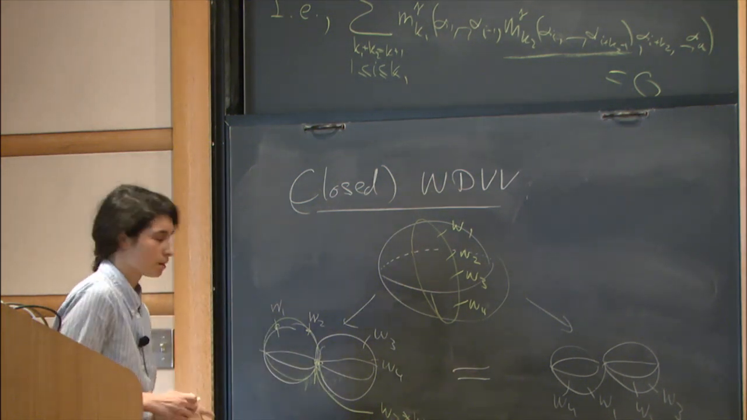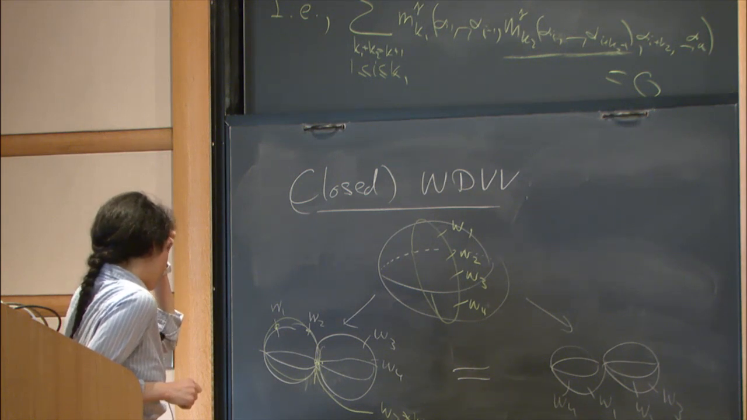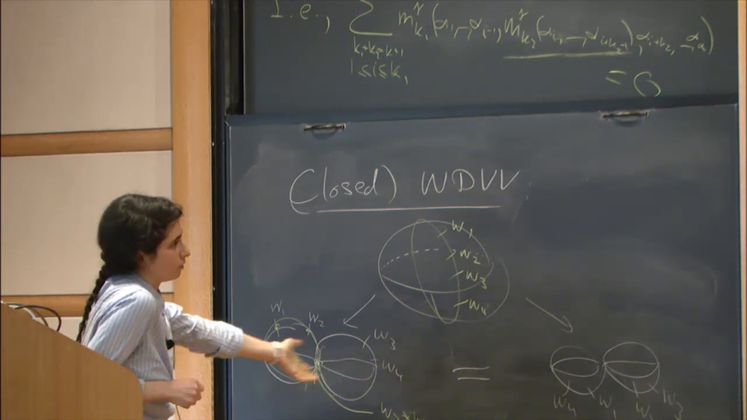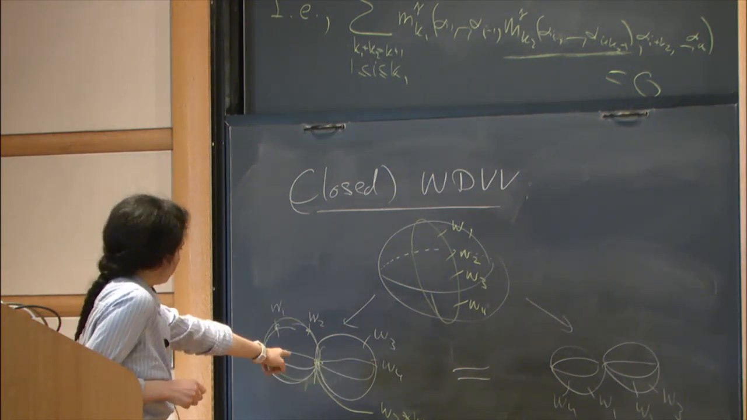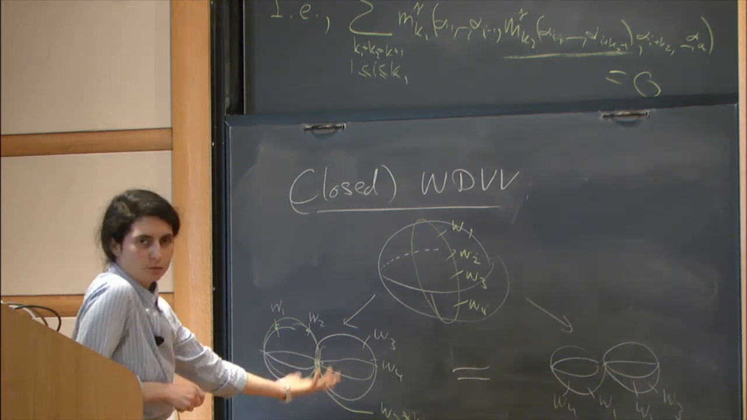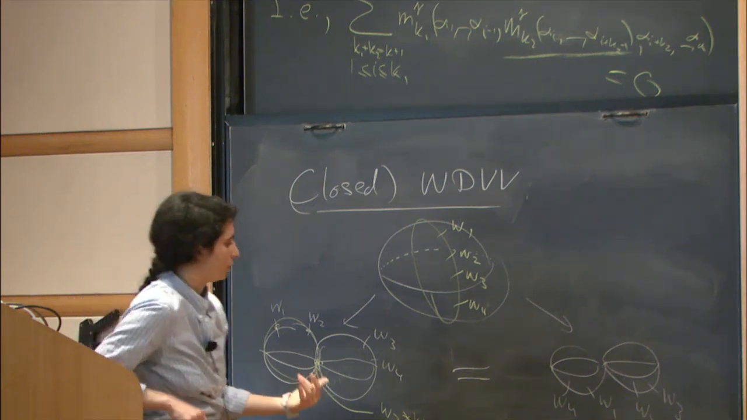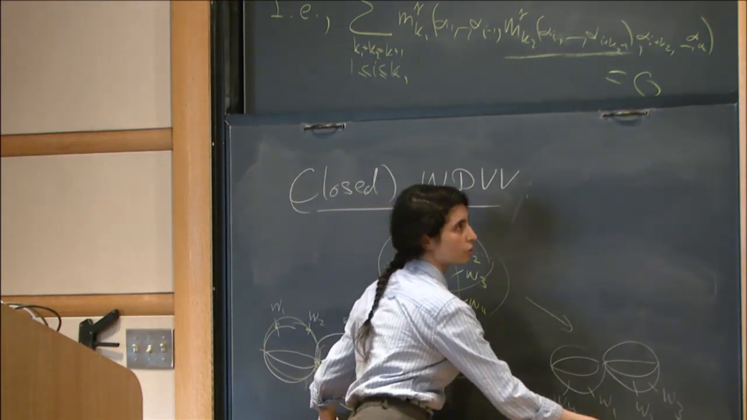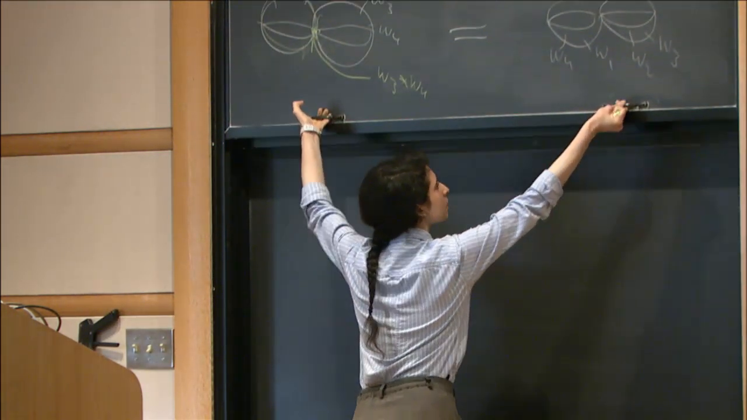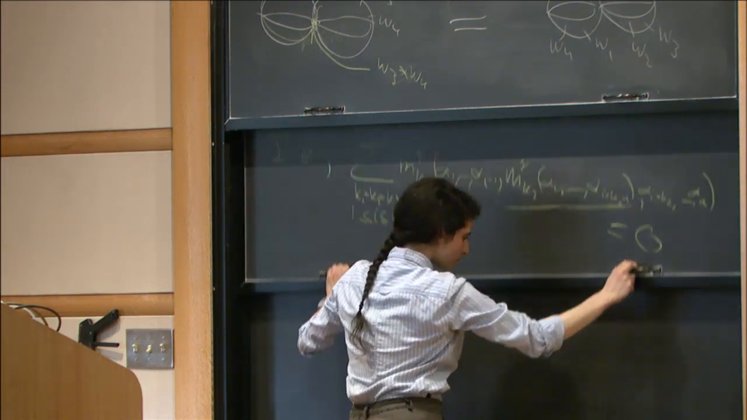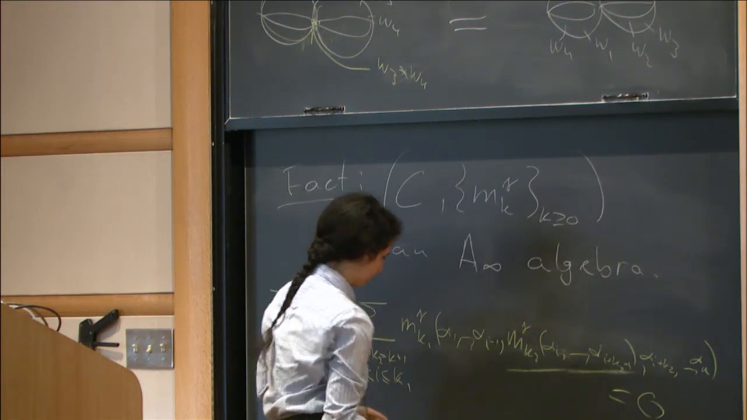I would want to do something similar in the open case, except that my interior constraints cannot be just the regular quantum product. They have to be in relative cohomology. So we need some sort of a lift to relative cohomology of the regular quantum product.